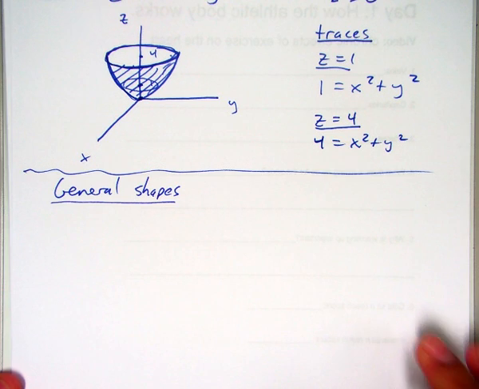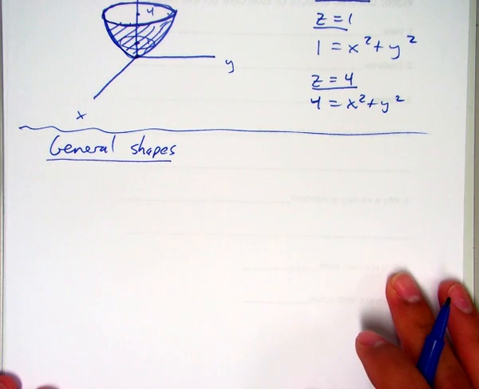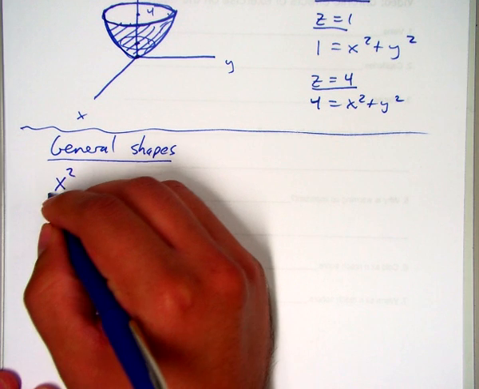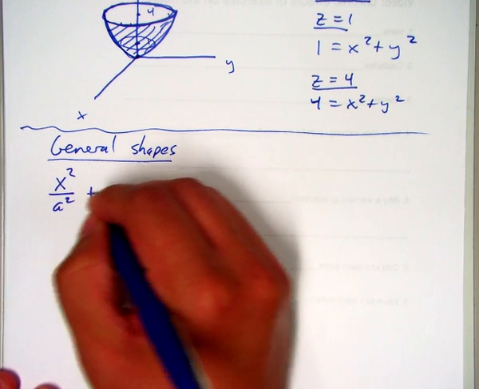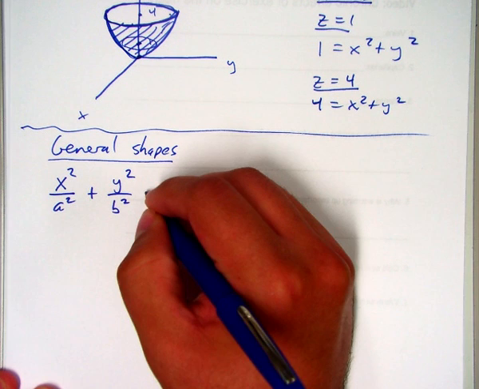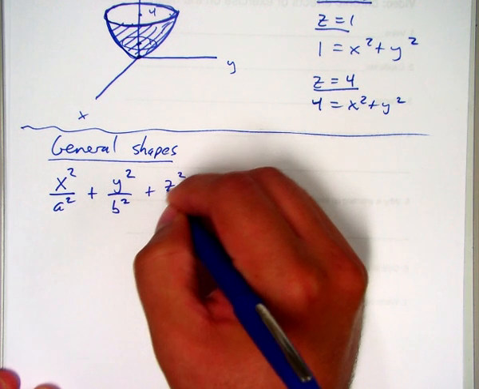Okay, so we're talking about 6 basic shapes here. The first one looks something like this. X squared over a squared plus y squared over b squared plus z squared over c squared equal to 1.